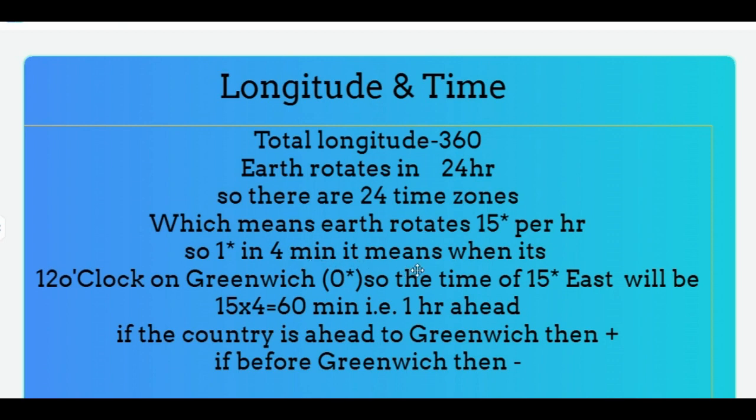For example, if it is 12 o'clock at Greenwich, which is at 0 degree, the time at 15 degrees east will be 1 hour ahead. How to find this? You have to multiply 15 by 4, then you will get 60, which means 1 hour ahead. If the country is ahead of Greenwich, then the time comes into the plus, and if the country is behind Greenwich, the time comes into the minus. Hope you understand.